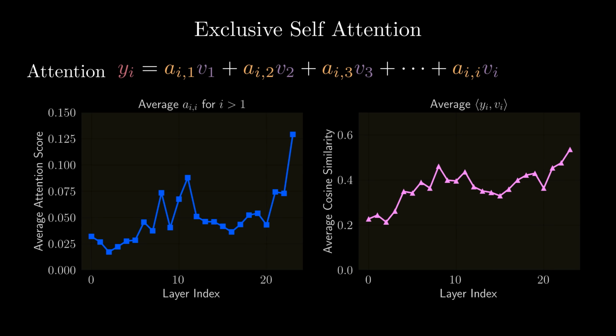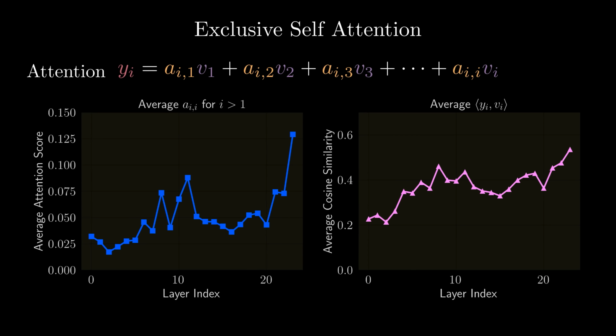Let's take a closer look at the problem with a trained model of sequence length 2048 trained for 100 billion tokens. On the left, the average attention weight to the current token is relatively high. On the right, we see that the average cosine similarity between the attention output and each token's own value vector rises with layer depth. In other words, the attention output is heavily aligned with each token's own self-value vector direction.